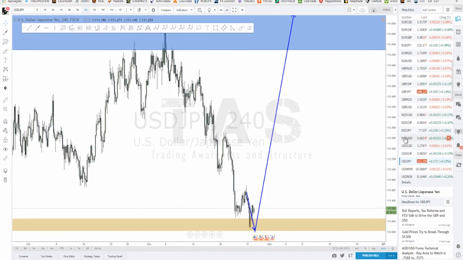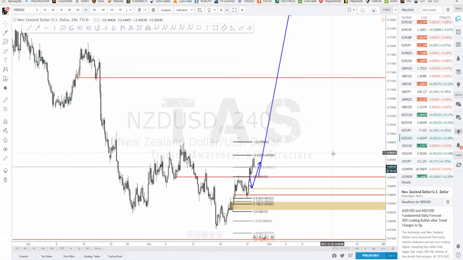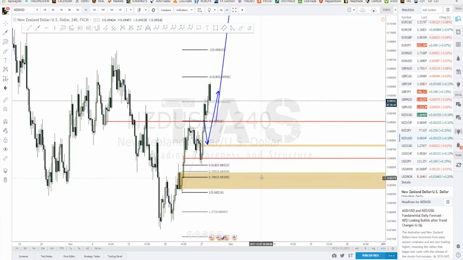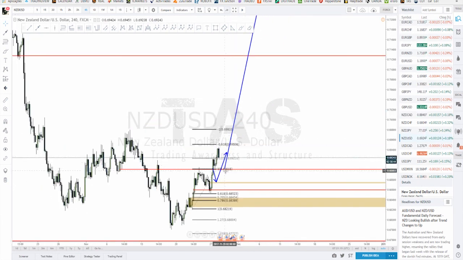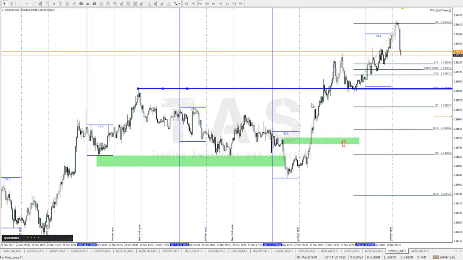Let me see, NZD USD. It should come back to this level, 69. Okay, let's drop the alarm there. If it comes here, I don't think it will. I don't think this is a trade we'll be taking.